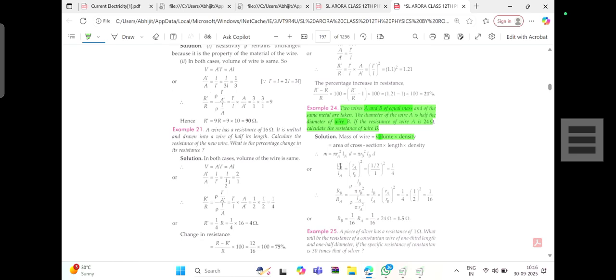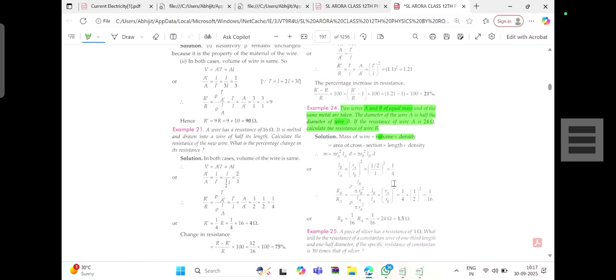Now, D and D cancel out from here, and pi is also cancelled out. Then LB by LA is equal to RA by RB whole square. That is, RA is equal to half, and RB is equal to 1, whole square, which is equal to 1 by 4.